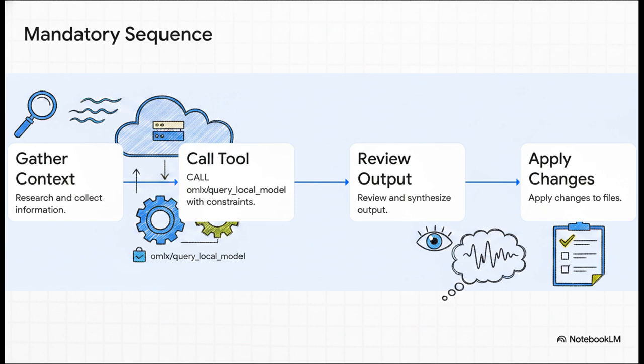Step 1. The hosted model does its research and gathers all the context. Step 2. It is forced to make a call to oMLX/query local model, passing along very specific constraints. Step 3. It just waits. Then it reviews and synthesizes whatever output the local model hands back. And step 4. Finally, it applies the actual changes. Doing it this way ensures that the totally free local model grinds through all that heavy logic, the testing, the refactoring, all of it, before our expensive Gemini manager steps back into the room to sign off and finalize things.